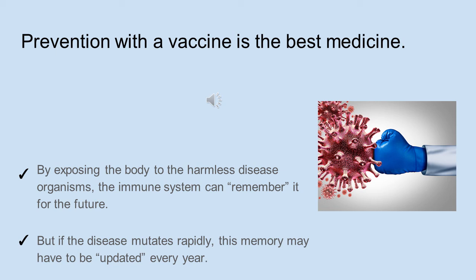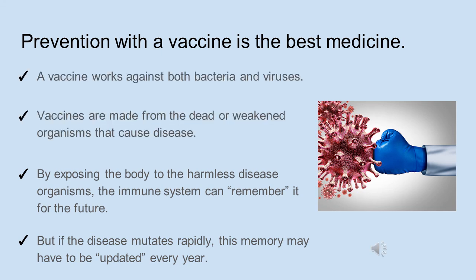The body can remember for a lifetime, but the problem is some infecting organisms change so rapidly that what the body remembers can become quickly outdated. How long immunity lasts with a vaccine depends on how rapidly the disease organisms change their structures.